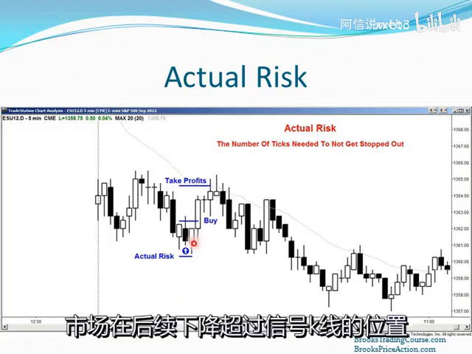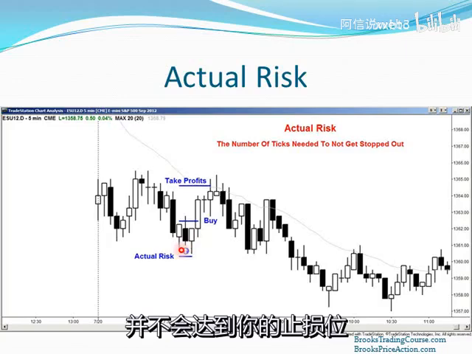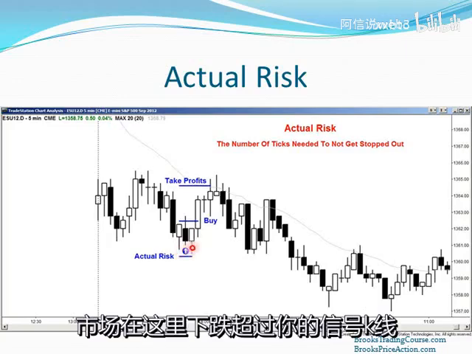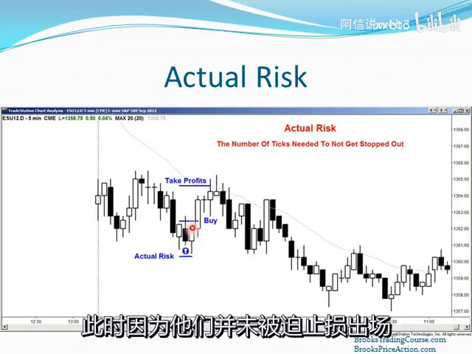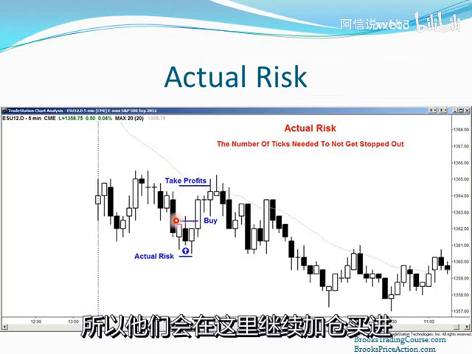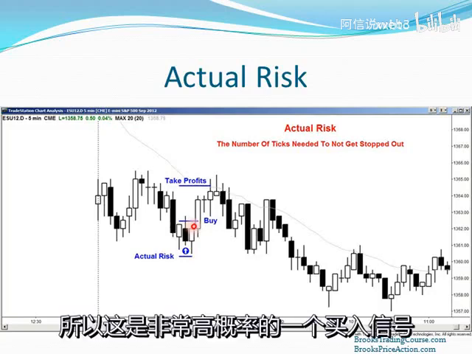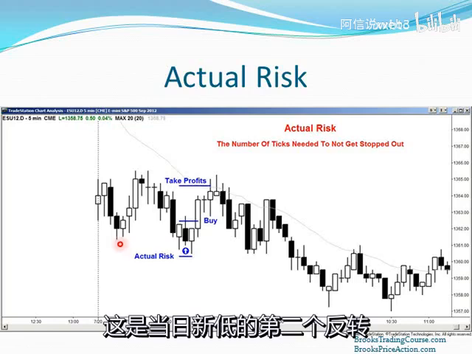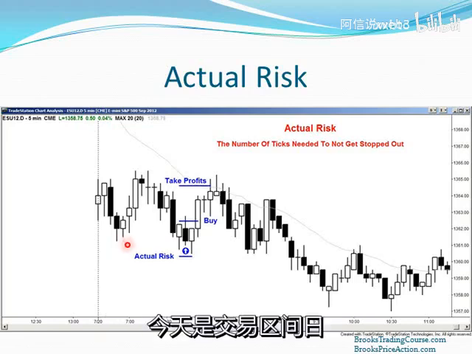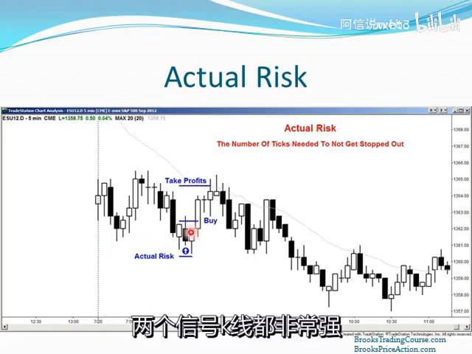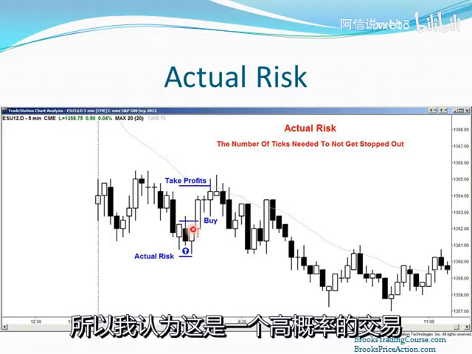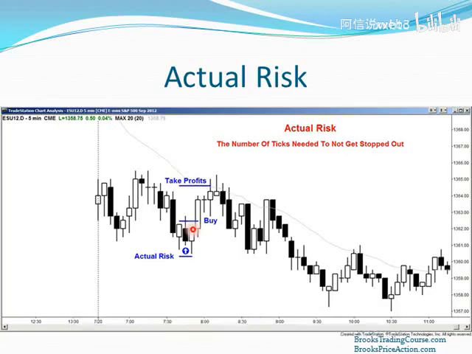you would not have been stopped out when the market went below your original signal bar. So at this point, the market goes below your signal bar. Many traders would buy more right here if they were not stopped out. If they were stopped out, they would buy anyway. So this is a fairly high probability buy signal. It's a second reversal from a new low of the day on a trading range day, and both signal bars were strong. So this is, I think, a highly probable trade.